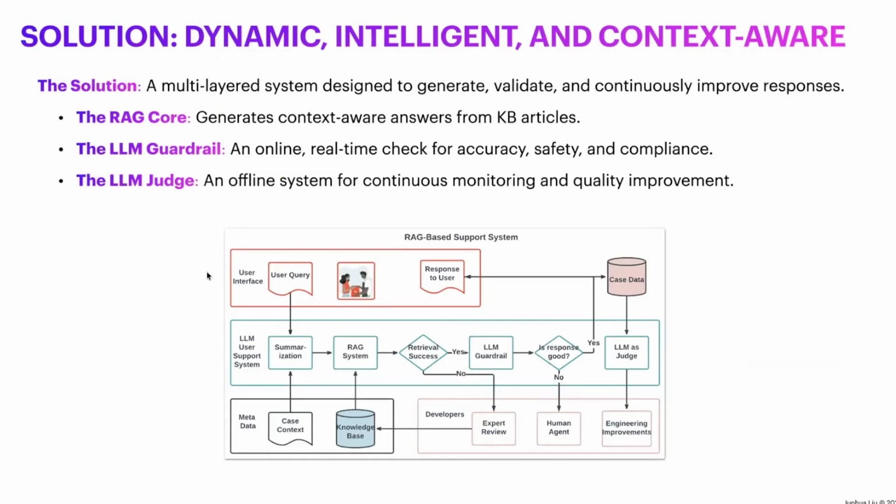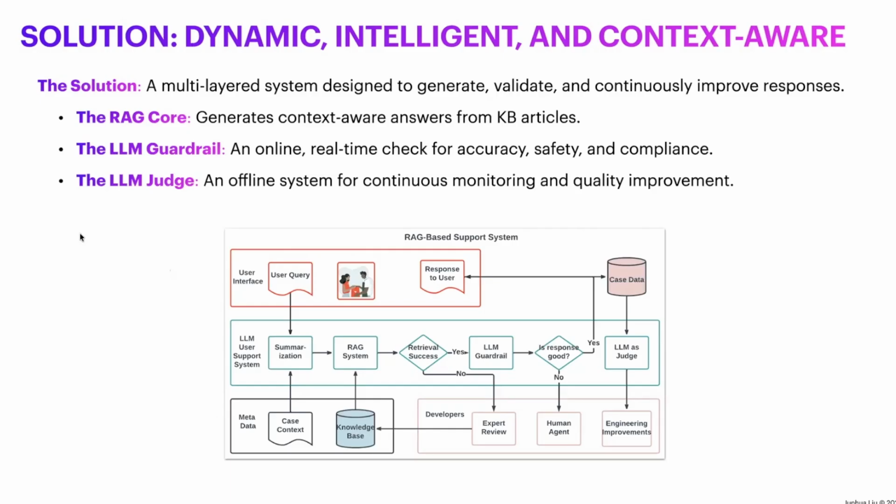Okay, so here is their solution. Their solution is again a multi-layered system that is designed to generate, validate, and continuously improve responses. They have their RAG core, which generates a content-aware answer from the KB articles. KB stands for knowledge base. They also have the LLM guardrail. This is essentially their innovation. The guardrails evaluate or safeguard content that is generated by the LLM and make sure that it is relevant, helpful, and harmless, right?